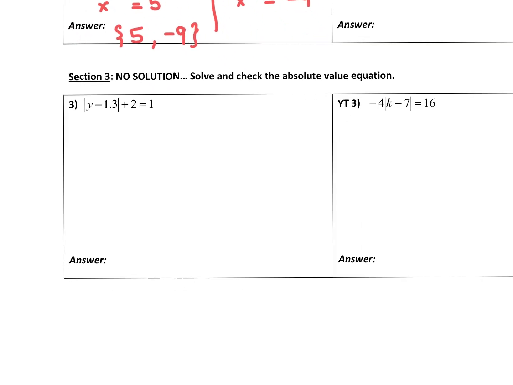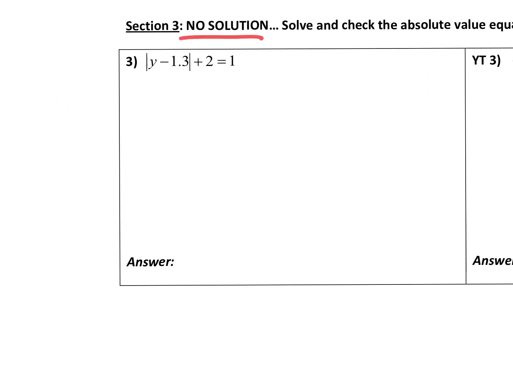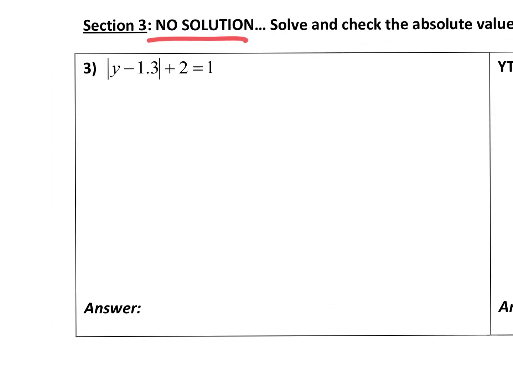Number 3. All right. Well, they say no solution, but we're going to walk it through and see, do they really have no solution, okay? All right, so for number 3, I'm going to take away that 2, so I just have the absolute value bar and the answer on the right side. So minus 2 on both sides. So we have the absolute value of y minus 2 equal to 1 minus 2, which will be negative 1, okay?